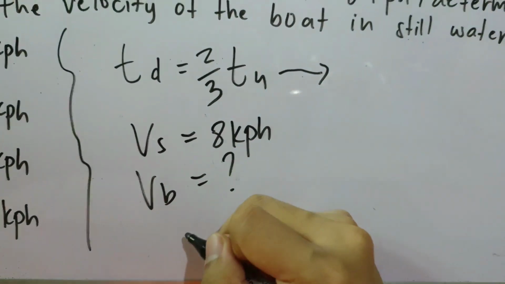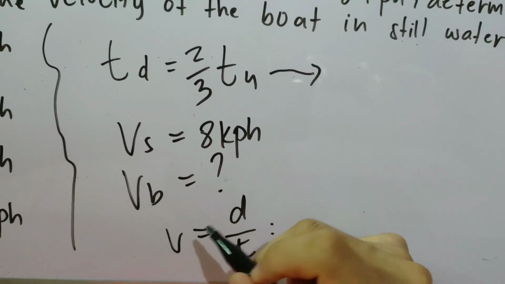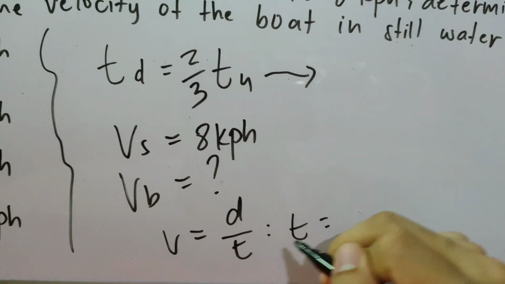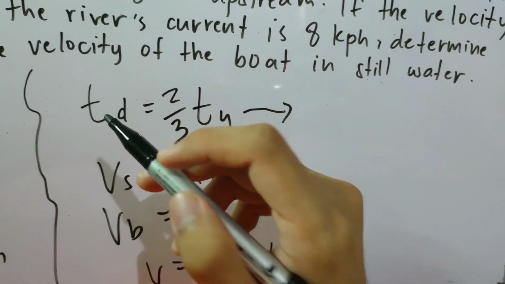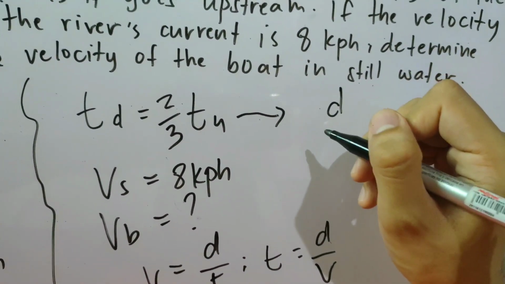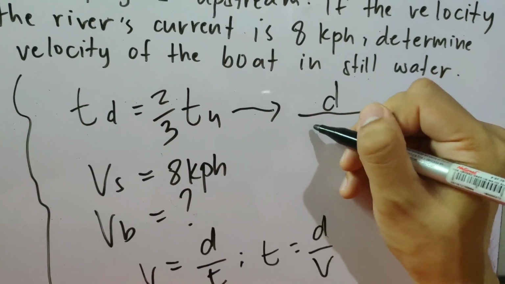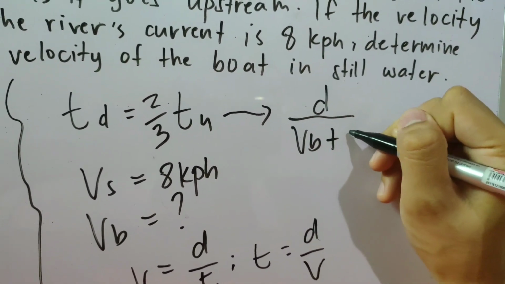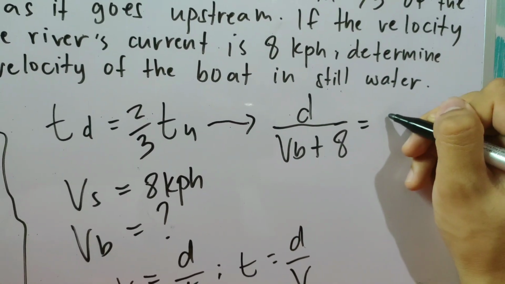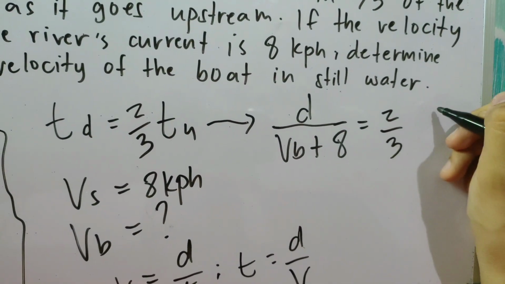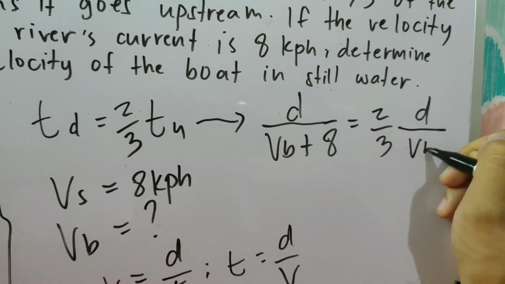So, alam natin na velocity is equal to distance over time. So, pag nilipat natin yung time doon, dinivide natin ang velocity. Time is equal to distance over velocity. So, ibig sabihin, yung time natin downstream is equal to yung distance na na-travel niya divided by yung velocity niya downstream. So, yung velocity niya downstream is equal to yung velocity ng boat plus yung velocity ng stream, which is 8 kph. So, i-add natin yan. Tapos, equal yan sa 2/3 ng distance divided by yung velocity natin upstream, which is Vb minus 8.